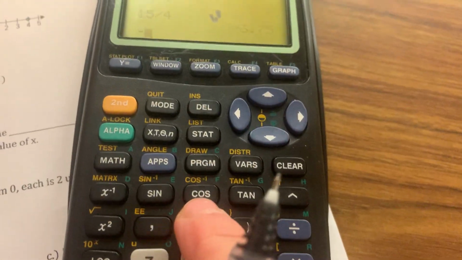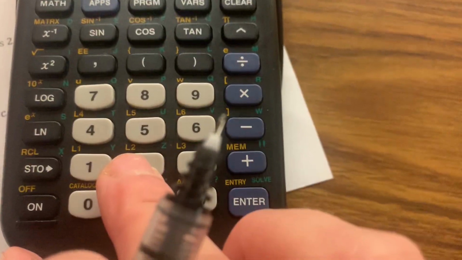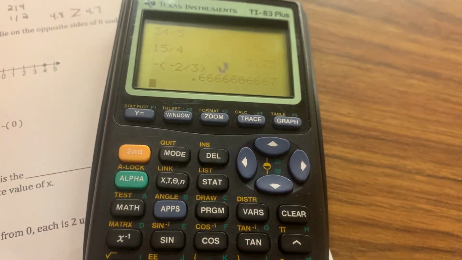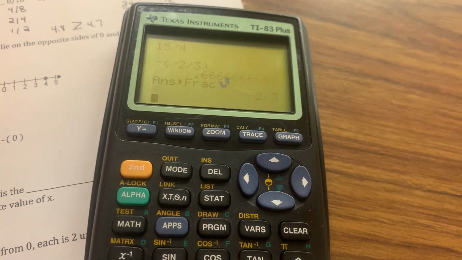You can put that in your calculator too to just be sure. You hit the negative button, parentheses, negative 2/3, 2 divided by 3. Close it, enter. Oh, I don't like the decimal. Math button, fraction, enter. 2/3.